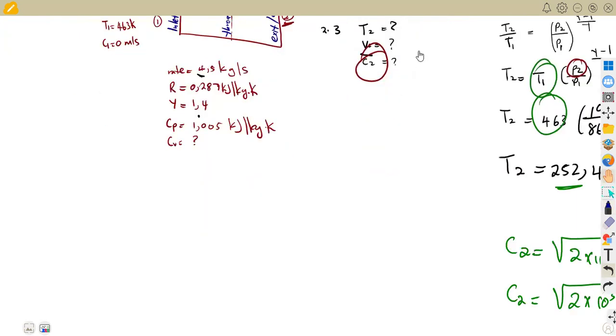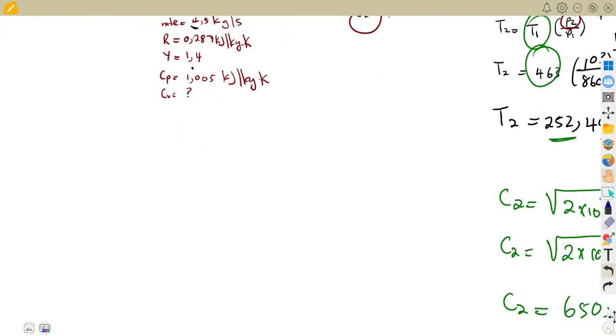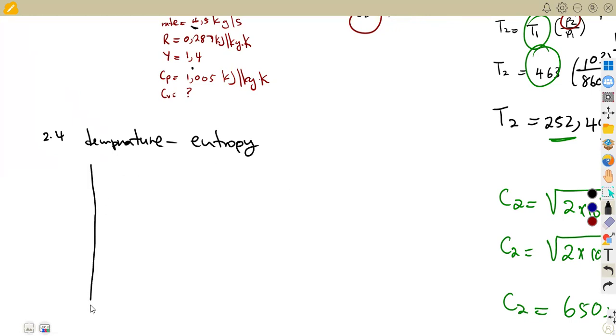No problem, let's see. So this is what you're going to have. Remember, what we are supposed to indicate is at least one temperature and at least one pressure. It's just a sketch. This is a temperature entropy diagram, that's 2.4. For the temperature entropy diagram, we are going to have temperature in kelvins.